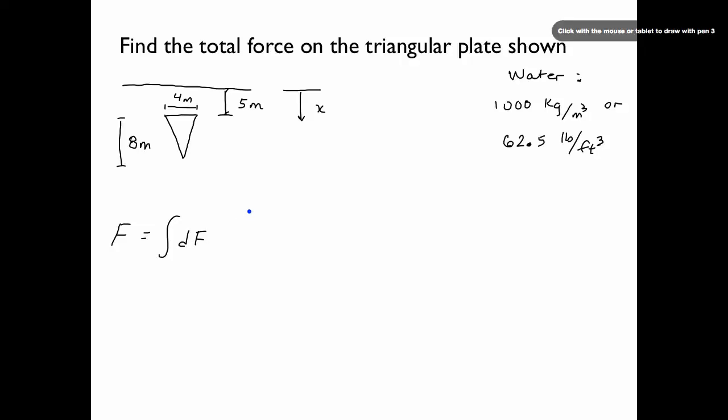And what's our typical element going to be again on this plate? Typical element, something for which we can calculate a little bit of force. Pressure doesn't vary, vertical, horizontal. So, a typical horizontal strip. We can actually calculate a constant amount of force for that.